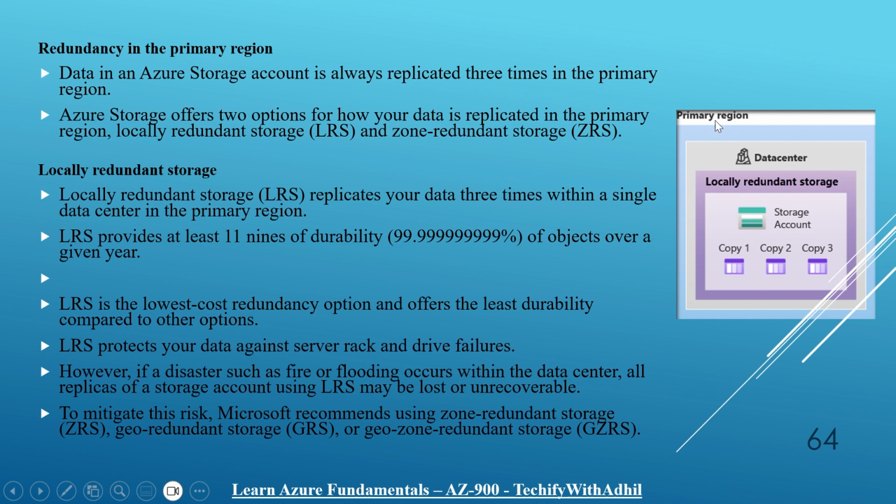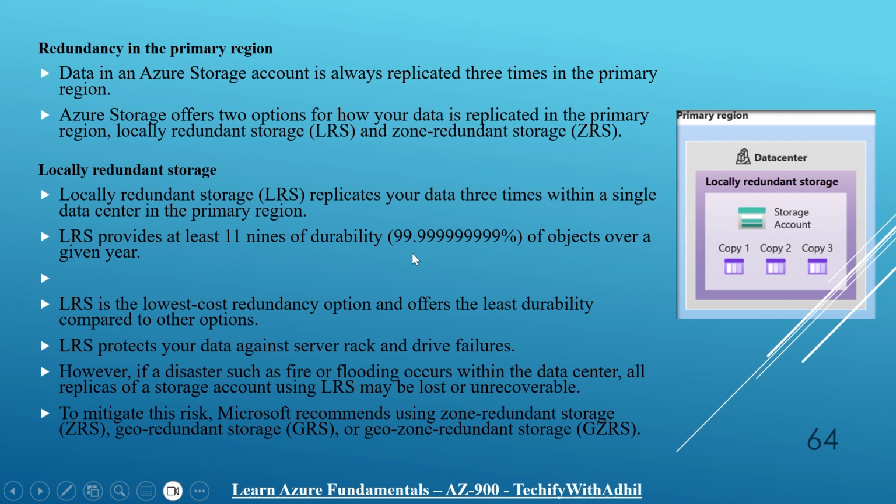So we have a primary region, the data center. Locally redundant storage replicates your data 3 times within a single data center in the primary region. LRS provides at least 11 nines of durability, that is 99.999999999 percent durability of objects over a given year. So LRS is the lowest cost redundancy option and offers the least durability compared to other options.